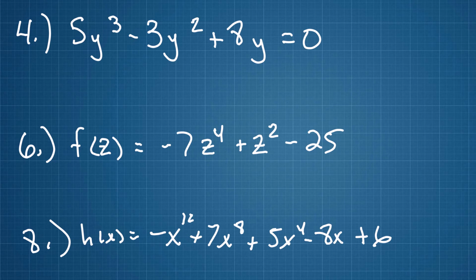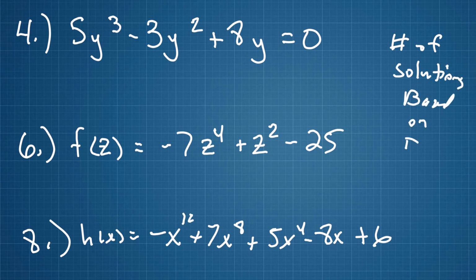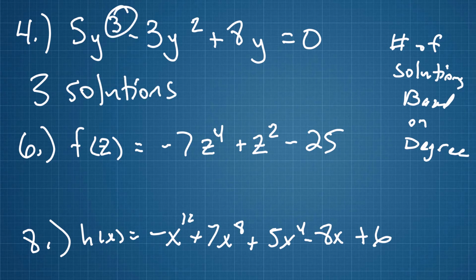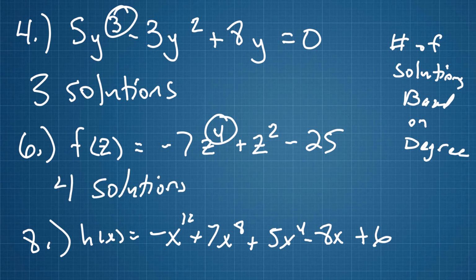Alright, 4, 6, and 8 are all going to be very simple. You're going to find the number of solutions. The number of solutions is all based on the degree. So number 4 is going to have 3 solutions because the highest degree is 3. Number 6 is going to have 4 solutions because the highest degree is 4. And 8 is going to have 12 solutions because the highest degree is 12. That's simple for 4, 6, and 8.